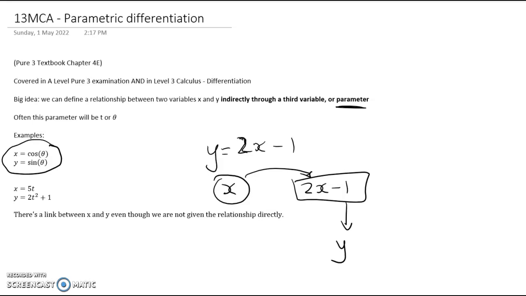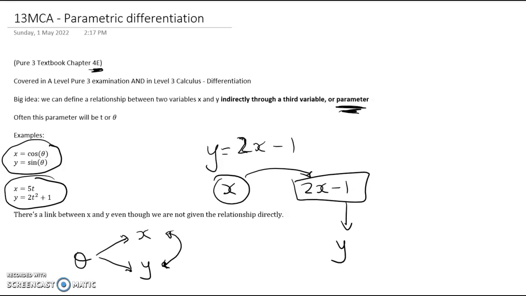For example, this one here. x is cos theta and y is sine theta. So you can see that you've got theta affecting x and theta affecting y. And that means that indirectly there's going to be a link between these two variables. Now, sometimes you can rewrite the equations so that you can get them in terms of each other with no third variable. I'm not going to go over that in this video, but we'll be looking at that as we work through exercise 4e.